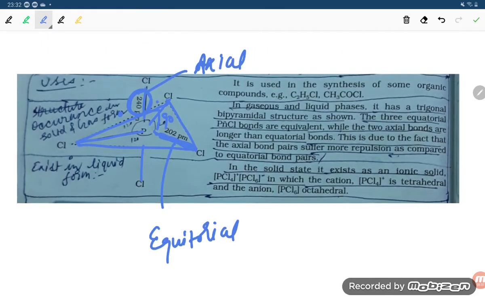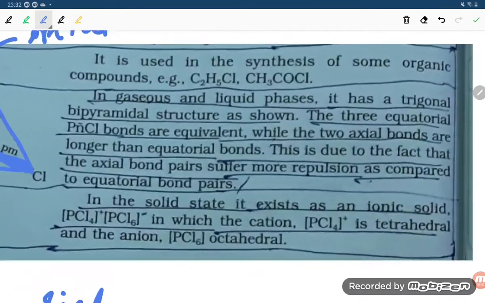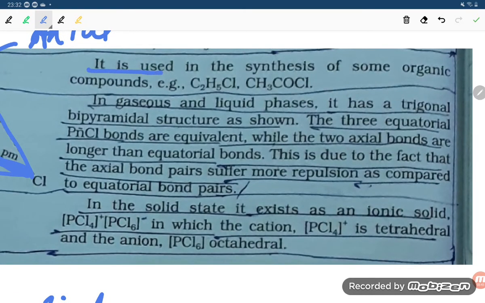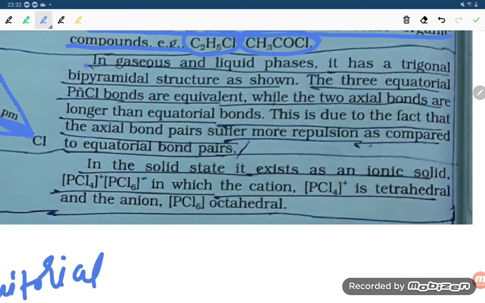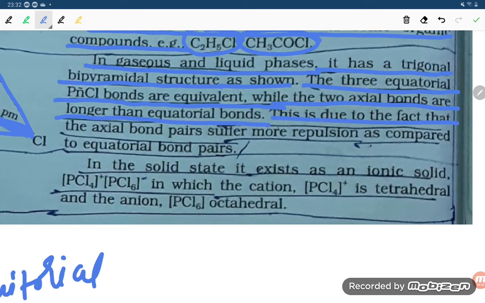I will explain it more again. Let us first read out the topic here. It is used in the synthesis of some organic compounds such as chloroethane and acid chlorides. In gaseous and liquid phase it has the trigonal bipyramidal structure as shown. The three equatorial P-Cl bonds are equivalent, while the two axial bonds are longer than the equatorial bonds. This is due to the fact that the axial bond pairs suffer more repulsion as compared to equatorial bond pairs.